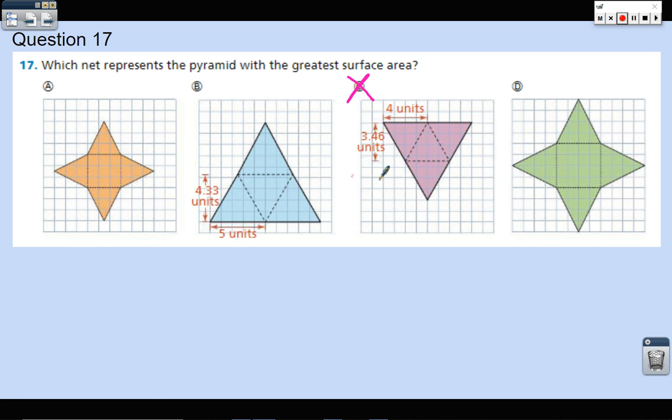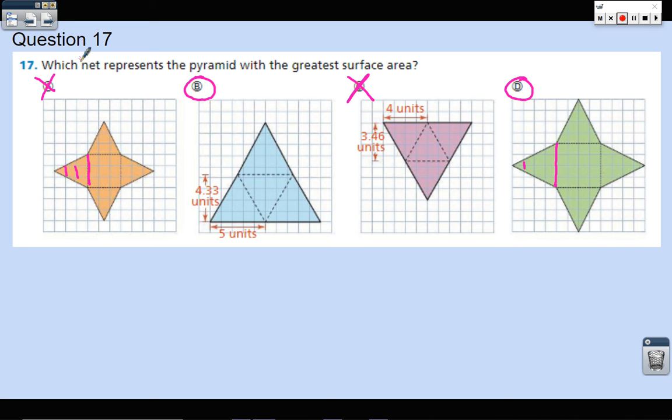Now, these two are both square-based pyramids. But again, looking, the square here has a base of 1, 2, and 3. This has a base of 1, 2, 3, and 4. So already I see that this base is larger than this. The height of this triangle, this face, is 1, 2, and 3. The height of this one is 1, 2, 3, and 4. So I can already see the height of this one is larger. All right, so I know it's not A. So what I'm really doing is comparing B and C.